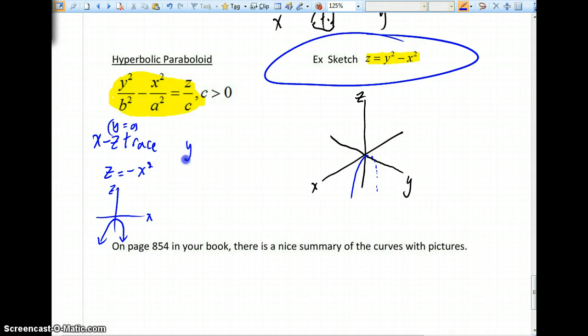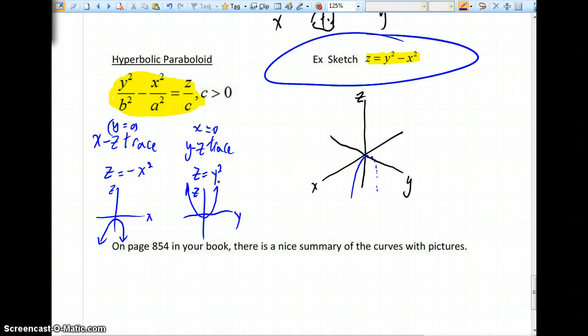Let's also consider the yz trace. The yz trace, of course, what letter's missing? Well, x. X would have to equal 0. So go back to this equation that we have. z equals y squared minus x squared. Let x equal 0. We would have z equals y squared. Very similar type of a shape, a parabola, once again in 2D. But the big difference is we've got our y-axis versus our z-axis. This time, of course, we would have a parabola opening upwards.